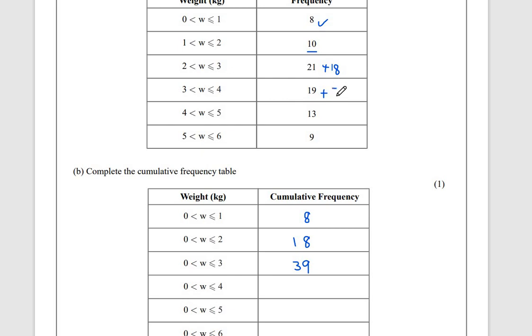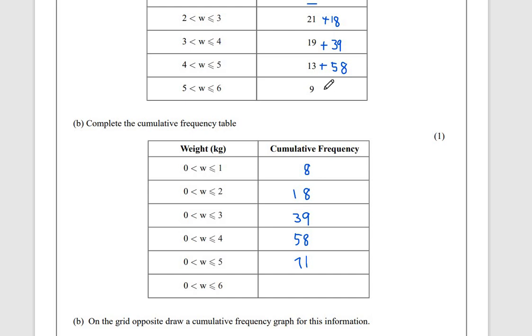And then you add 39 to the next frequency. That gives you 58. And that's how we go on. Add 58 to the next, 71, and then finally add 71 to the last, and that gives us 80. So now our cumulative frequency numbers are ready. We're ready to draw the graph.